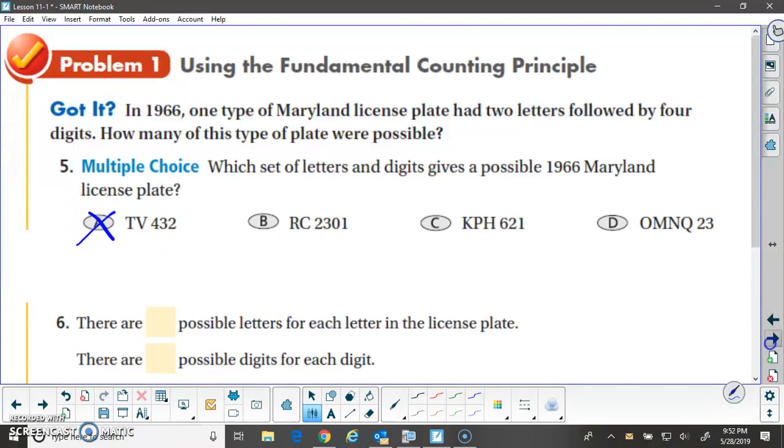Well, it can't be A because this has only 3 digits. You got to have 4 digits in it. B looks pretty good, but let's move on to letter C. We know it can't be C because you can only have 2 letters, not 3 letters. And it can't be D because, again, you got to have 2 letters, not 4 letters. So it looks like option B is our answer.